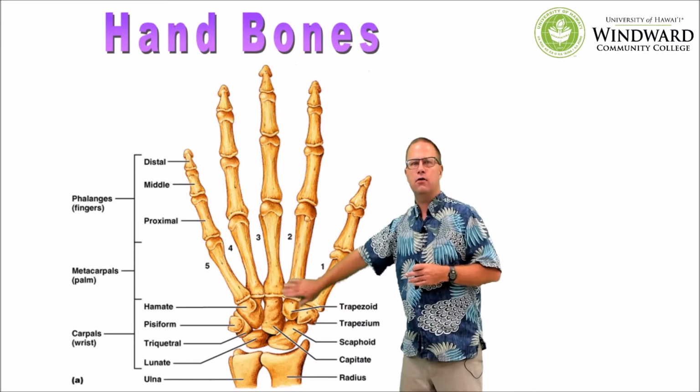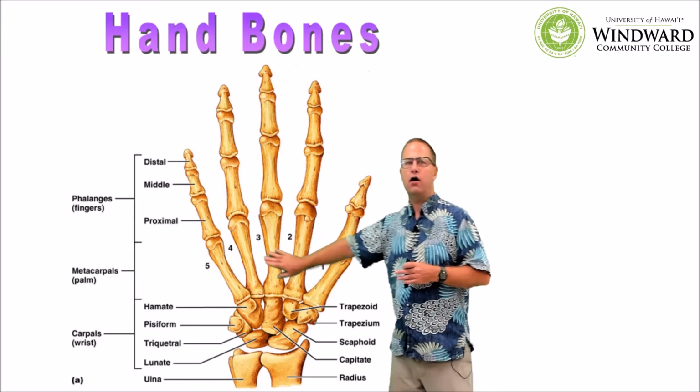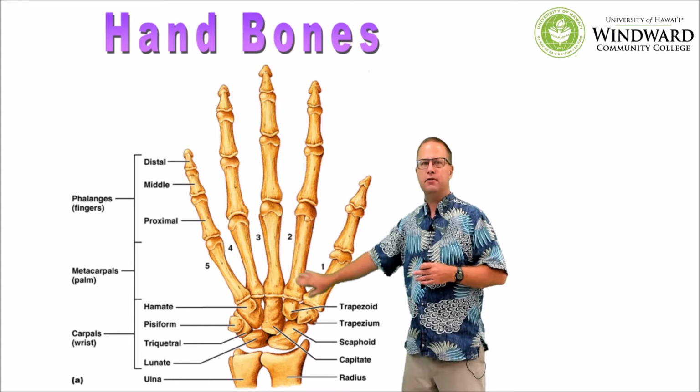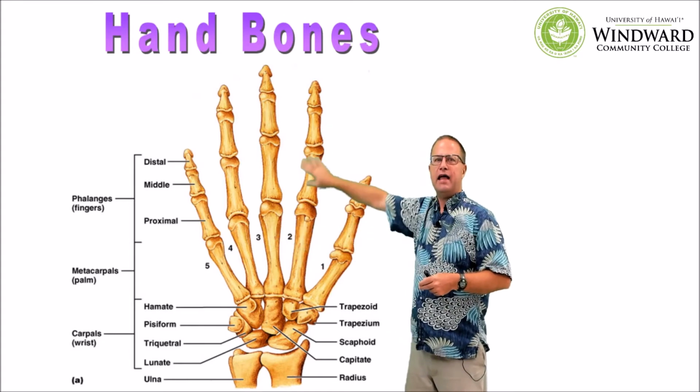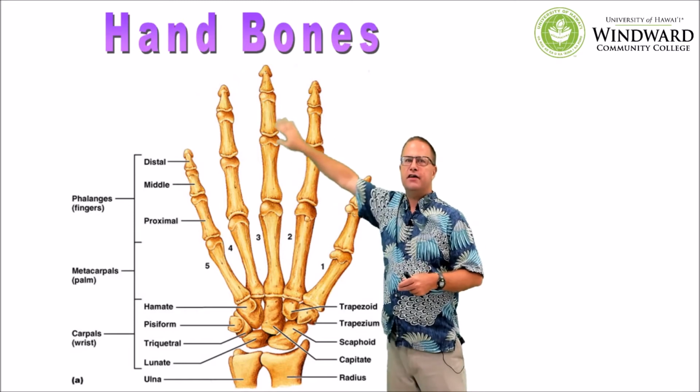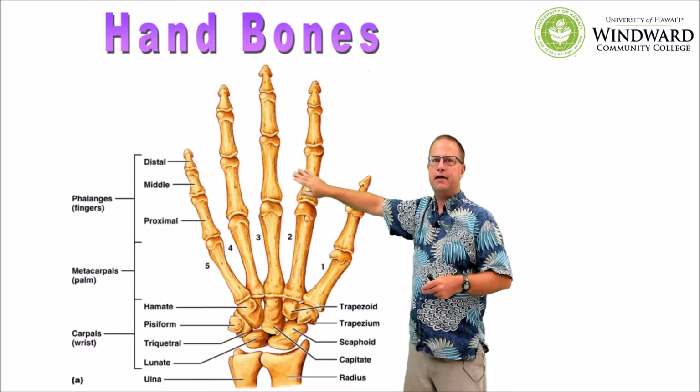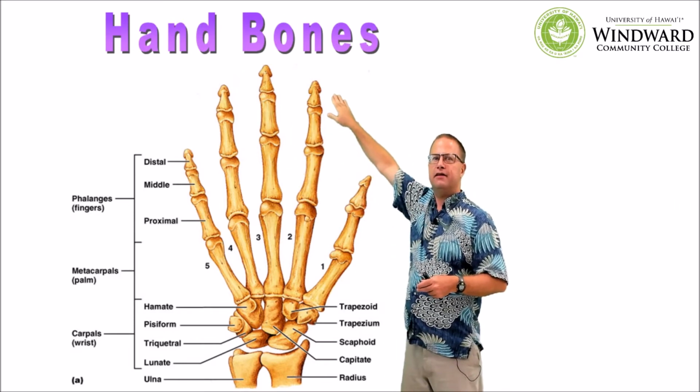Above that, or distal to that, we can see that we have our metacarpals. Metacarpals are the bones of the palm right here. These are your metacarpals. And then distal to that, we have our phalanges. So each finger has 3 phalanges. We have a proximal, middle, and distal phalanx.